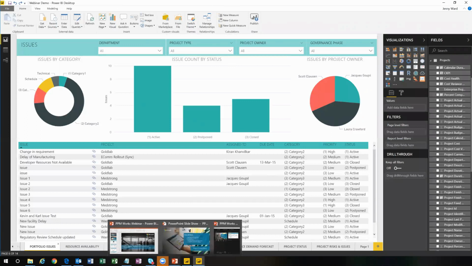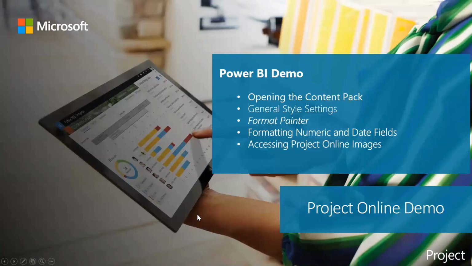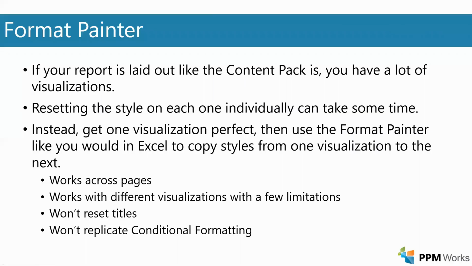So let's go back now to our report, to our PowerPoint presentation here. We talked about the format painter and resetting the style on each one individually, and then getting that to work. Once you get that one perfect, then you use the paintbrush. It does work across pages, although I was not able to demonstrate it. You can undo it once you do it, so fear not, and keeping previous versions will save you if you have the same experience I just did, where you accidentally clicked a couple times too many and then the undo did not work. It works with different visualizations with a few limitations.